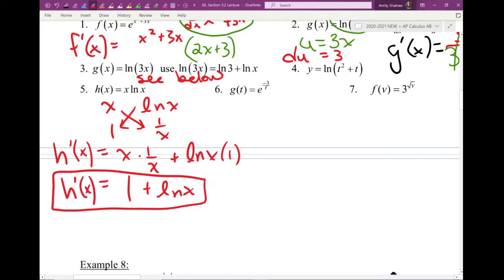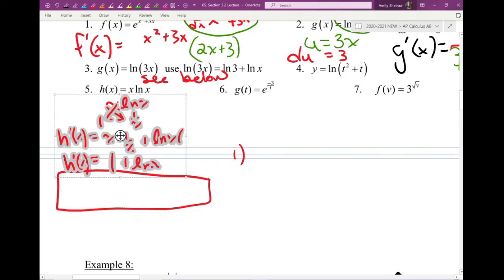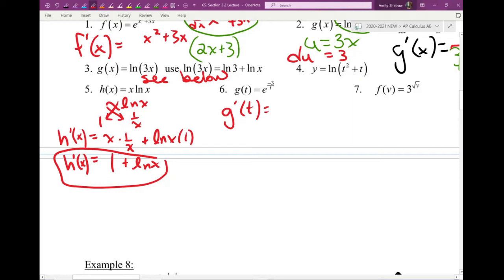The next one, number 6, I do have a power for my e. It's actually a whole function, so I definitely will want to take the derivative of that power, okay? I'm a little bit worried about space here. So I'm trying to make it a little bit smaller. And here now I will say that if I do g prime of t, that I should get e to the negative 3 over t. That t looks terrible. And then I'm going to do the derivative of negative 3 over t.